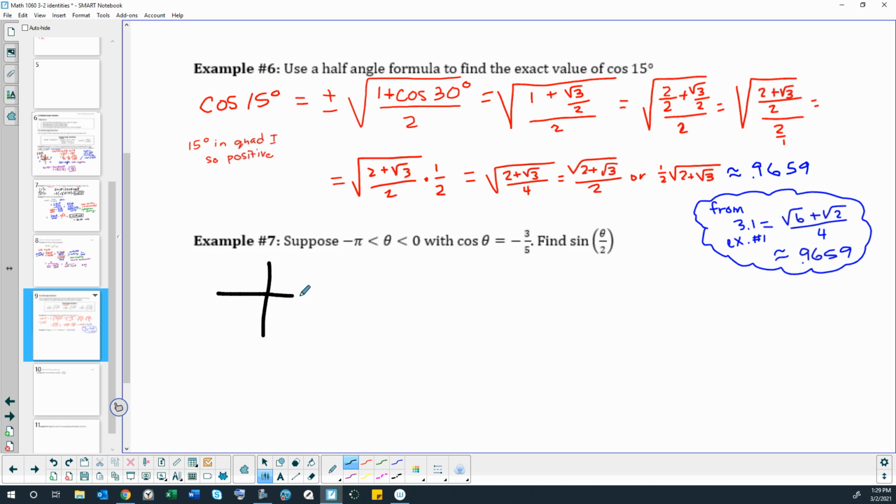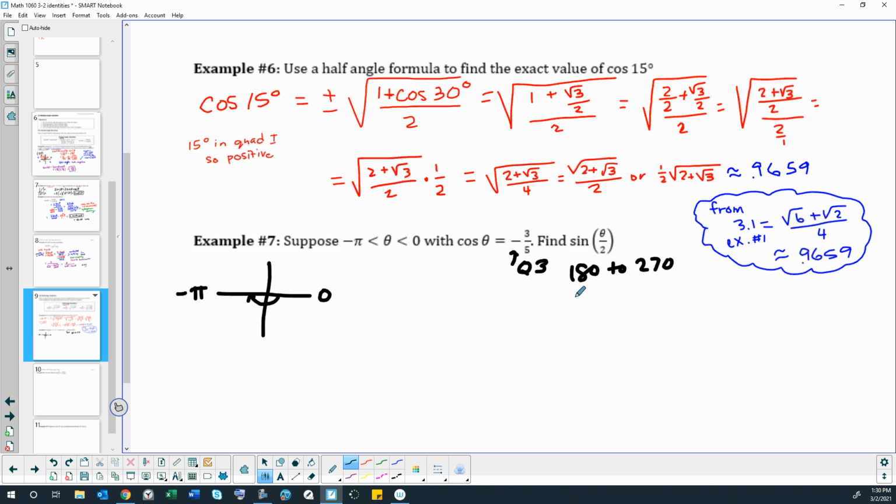So let's draw a graph. Negative pi would be over here, 0 is here. So theta is some sort of angle in here. So it has to be either quadrant 3 or 4. And cosine is negative, so that would be quadrant 3, right? So that means if we take an angle from quadrant 3, so that would be between 180 and 270.